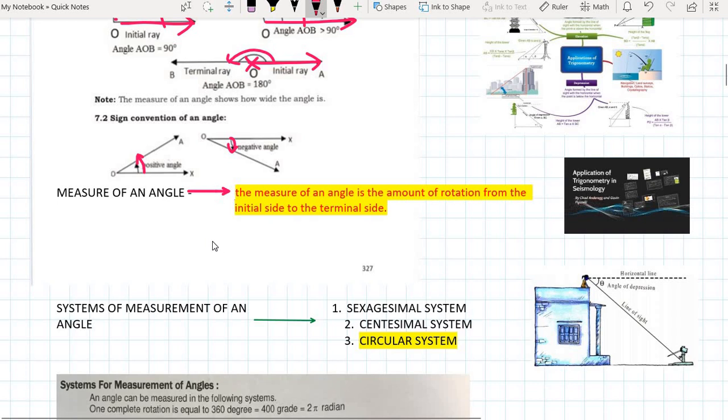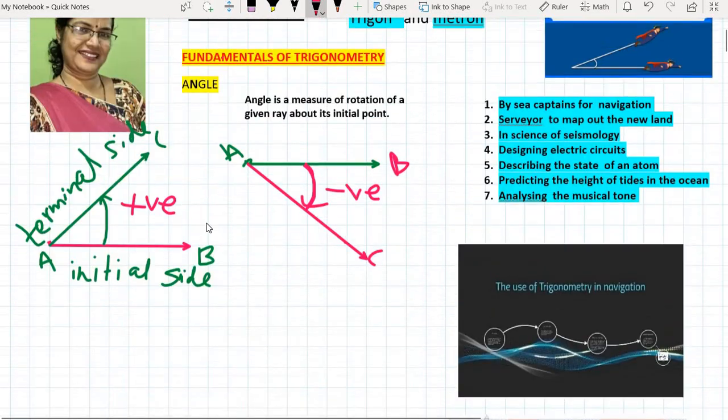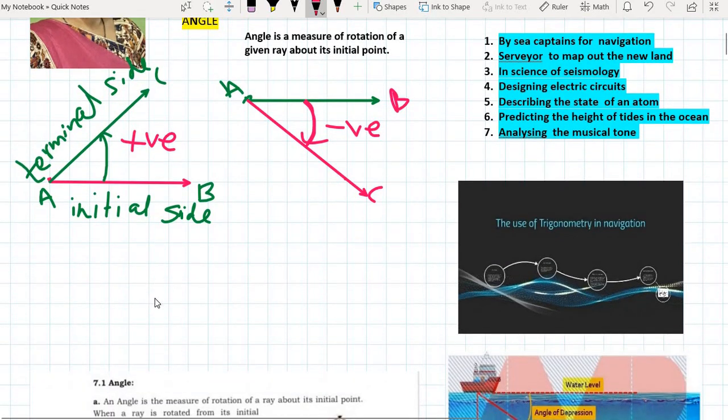Now, how to measure this angle? So, measure of an angle. The measure of an angle is the amount of rotation from the initial side to the terminal side. Means a quantity, right? For example, if this is the initial side, start moving from here till AC. So, this is the angle covered, right? Now you have to measure what is the amount of rotation given. That is actually the angle, but how to measure?